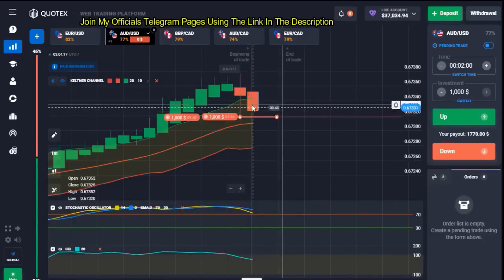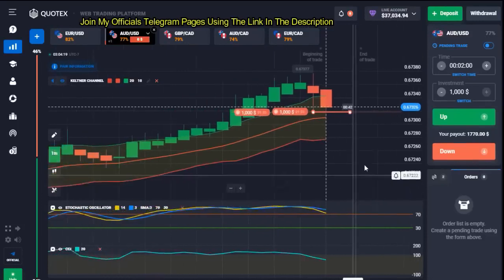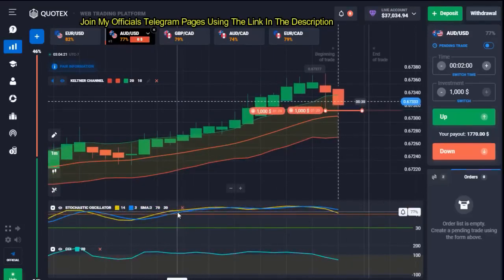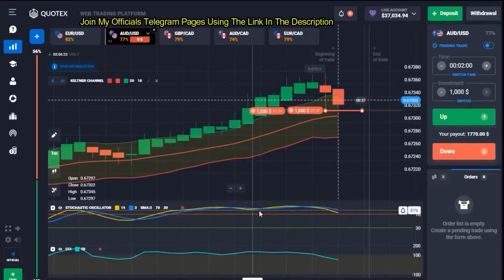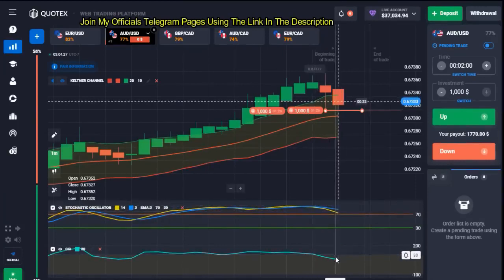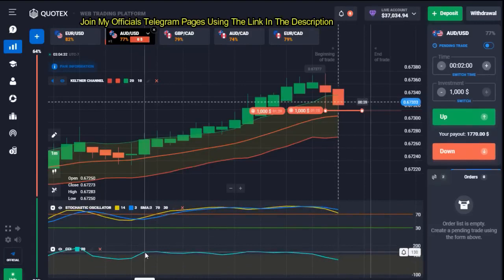The confirmation is glaring here. If you check our stochastic oscillator, it has been up right from this position for a very long time. The intersection happened here and it's following the trend down. The same thing with our CCI. If you confirm this here too, right from this position the CCI has been there, and then when it gets to this point, it starts dropping.